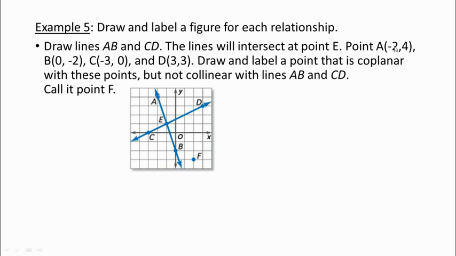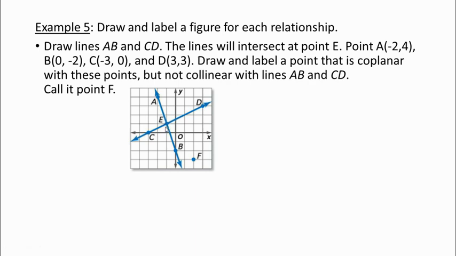So X is -2, Y is 4, so I'll go left 2, and then up 4. 0 is X, -2 is Y, so I won't move left or right, I'll just go down 2. Then -3, 0: left 3, don't go up or down at all. And then 3, 3: right 3, up 3. If you connect the points, point E should be roughly at -1, 1.